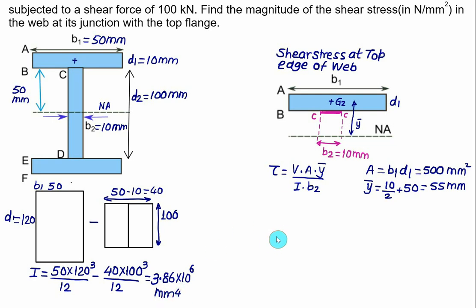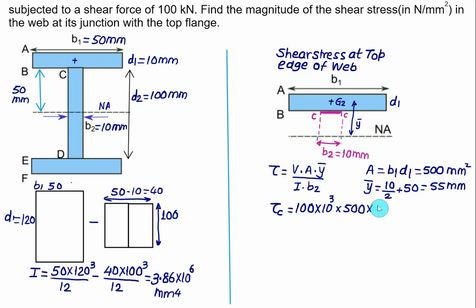So almost everything is ready here, and we have shear force equal to 100 kilonewton. So let's calculate the shear stress at CC. We have shear force equal to 100 kilonewton, that is 100 into 10 to the power 3. Area is equal to 500. Y bar is equal to 55. Divided by moment of inertia, 3.86 into 10 to the power 6. And width B2 you have to take equal to 10. So shear stress at section CC comes out to be 71 megapascal.